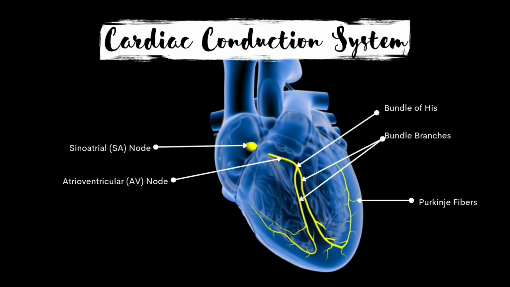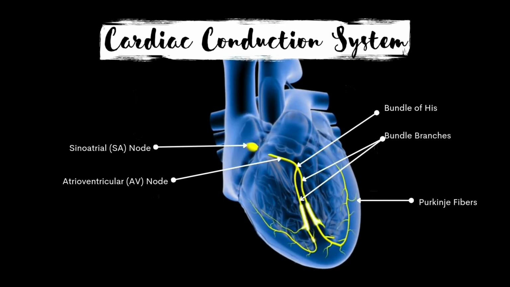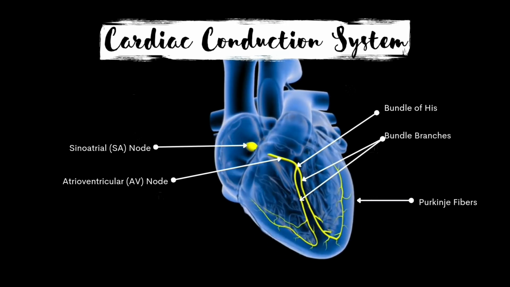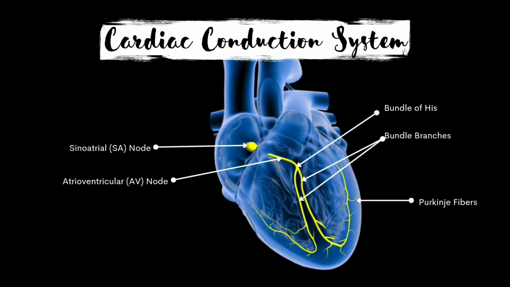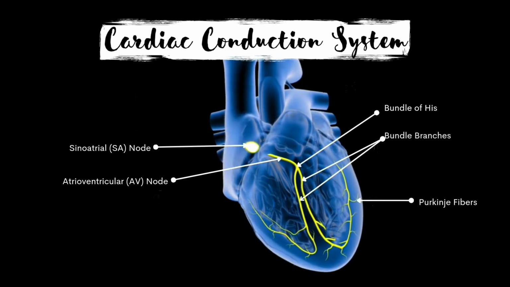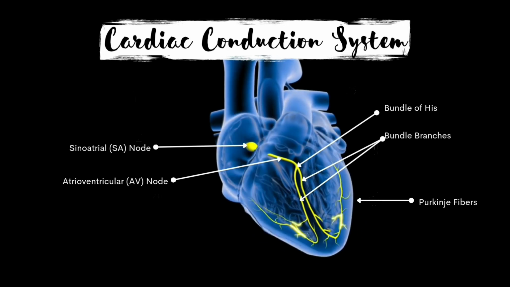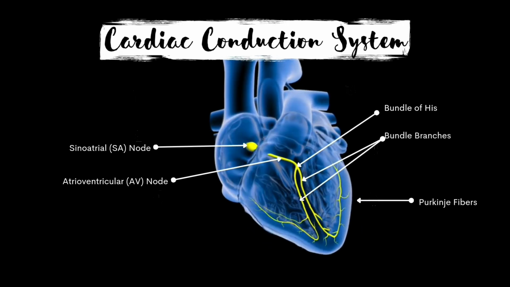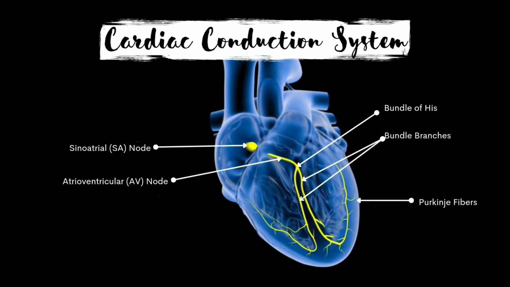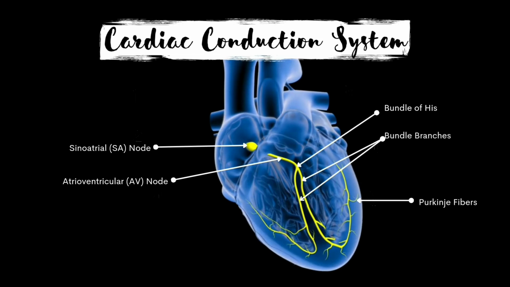The main parts of the system are the SA node, AV node, bundle of His, bundle branches, right and left, and Purkinje fibers. The flow of electrical impulse will begin at the SA node, wherein it will cause the atrial muscles to contract. Sometimes it is also called the anatomical pacemaker. Next, the signal travels to the AV node, through the bundle of His, down the bundle branches, and through the Purkinje fibers, causing the ventricles to contract.